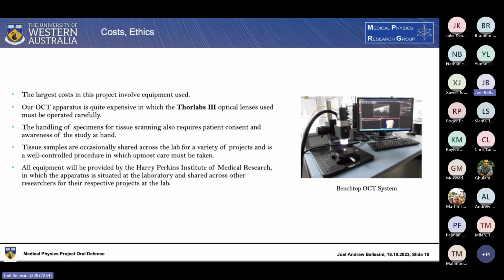A little bit on the cost and ethics. The largest cost in this project will involve the equipment used, in which the Thorlabs optical lenses must be operated carefully because they are shared and very expensive. Tissue samples required patient consent and awareness of the study at hand, and will be shared across the lab for a variety of projects. So it's very important that we take utmost care with them.